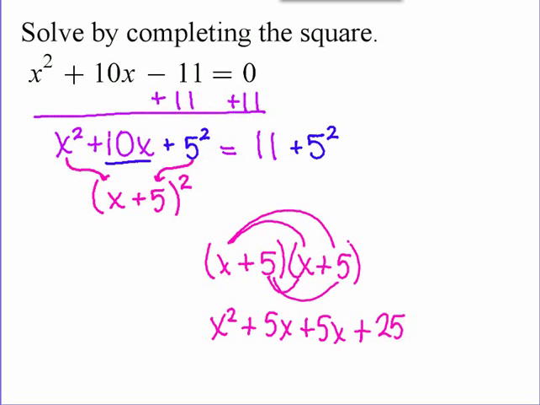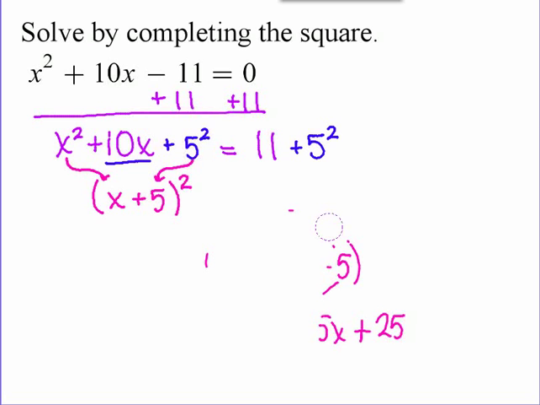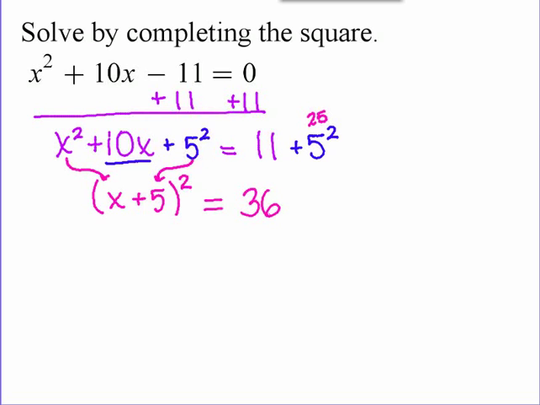So now on the right side, all I have are some numbers. What is 5 squared? 25 plus 11 is 36. All right, so now what I need to do is go ahead and solve that.